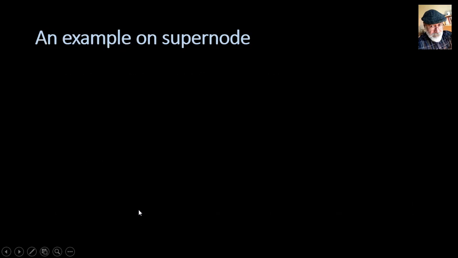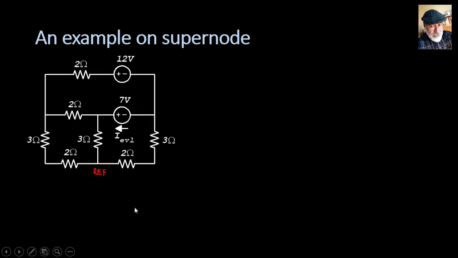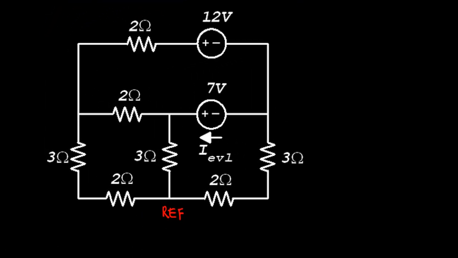I'll show you how. The same example as before. The reference at the bottom. We spy one evil branch that we will turn into a supernode with a Gauss surface, this one, including the two nodes on the left and the right. Fine. Label with an unknown one of the two nodes. I chose this one, that is Vp, an unknown value.